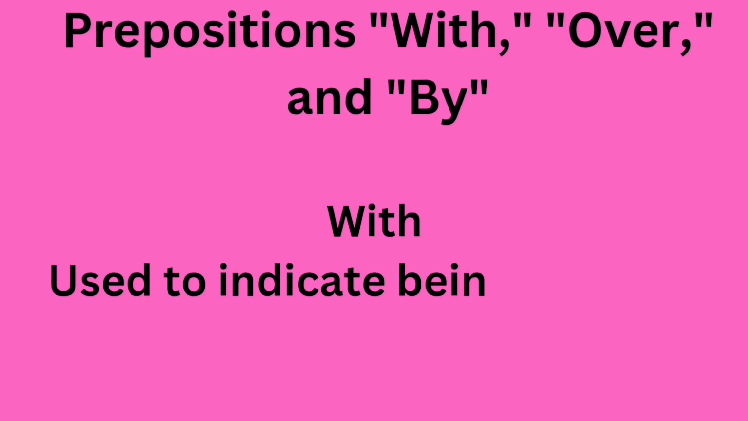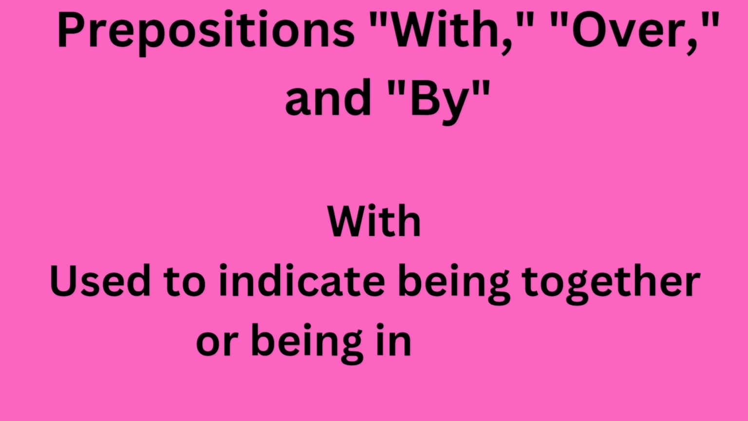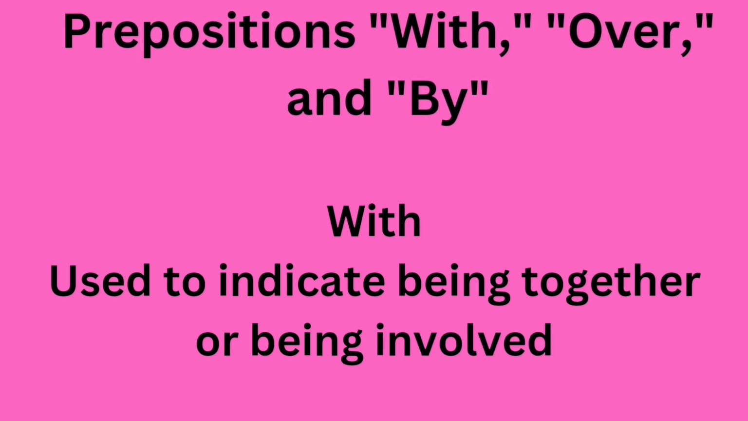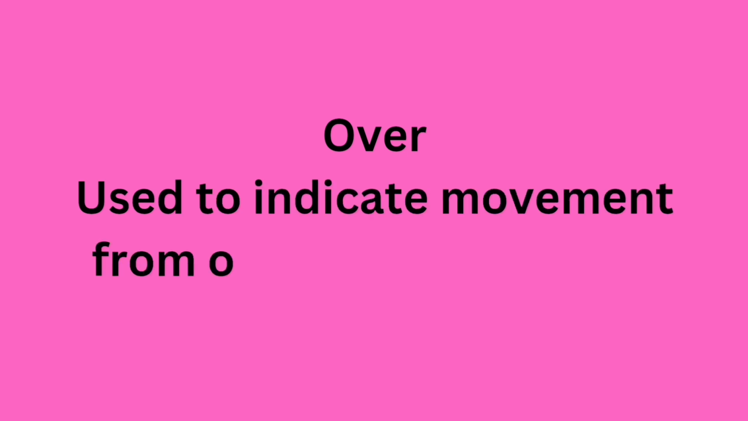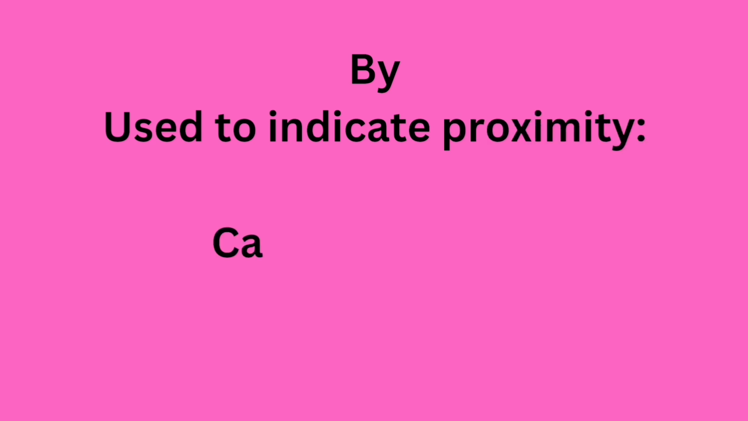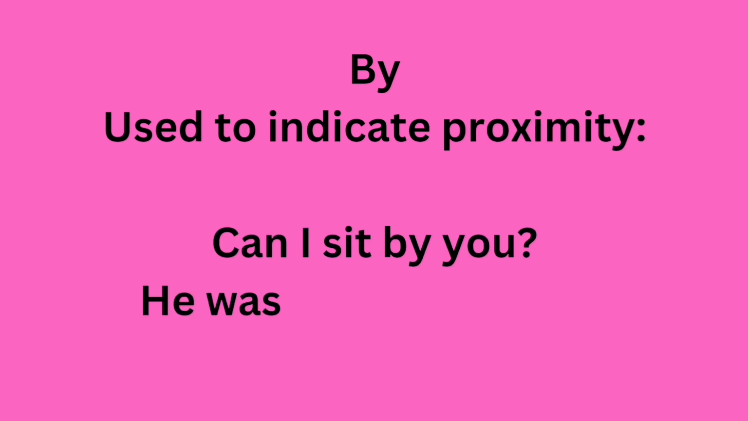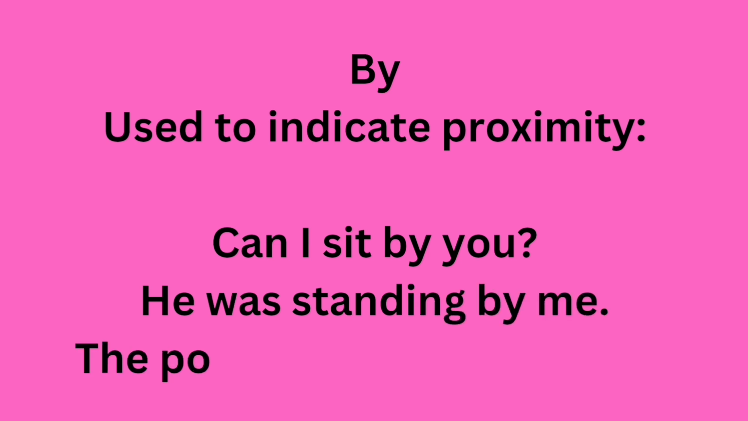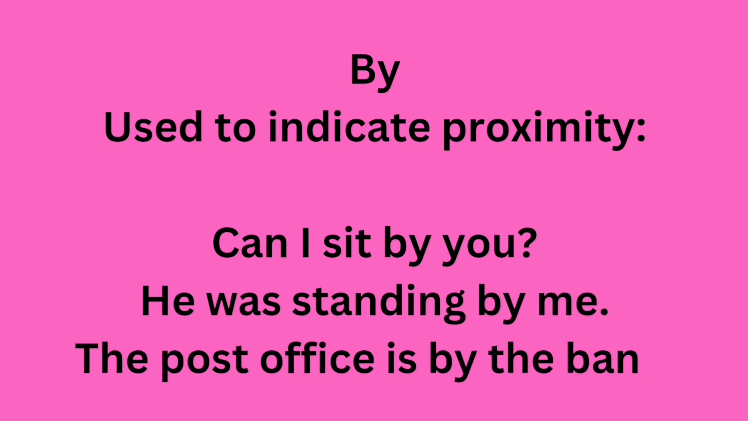Prepositions with, over, and by. With, used to indicate being together or being involved. Over, used to indicate movement from one place to another. By, used to indicate proximity. Can I sit by you? He was standing by me. The post office is by the bank.